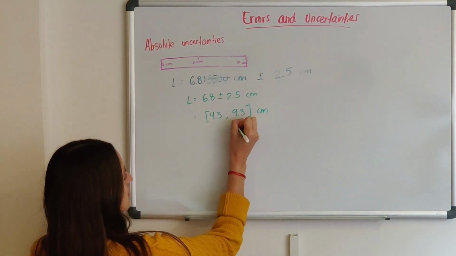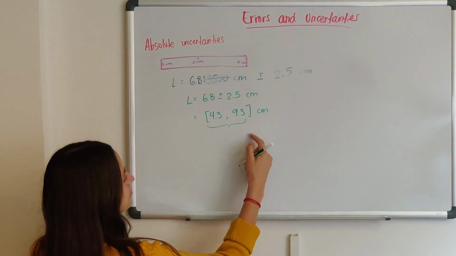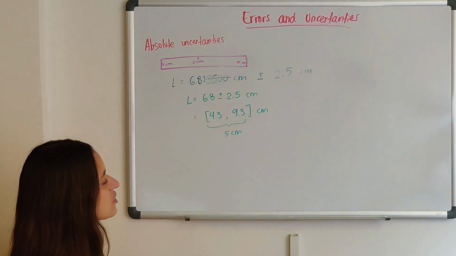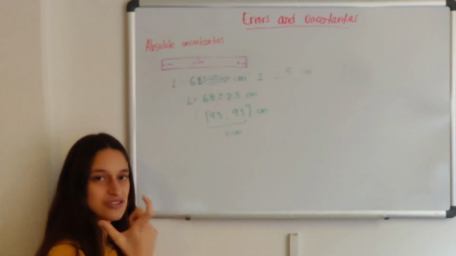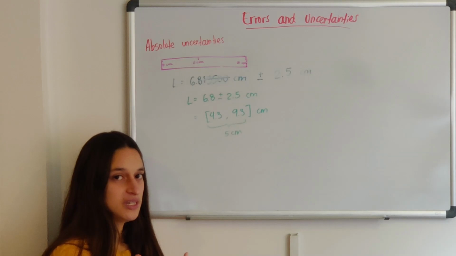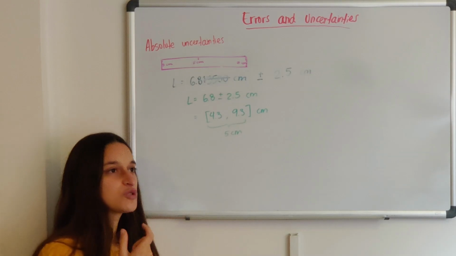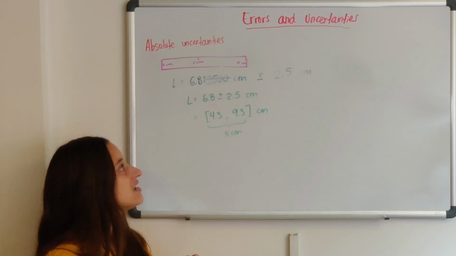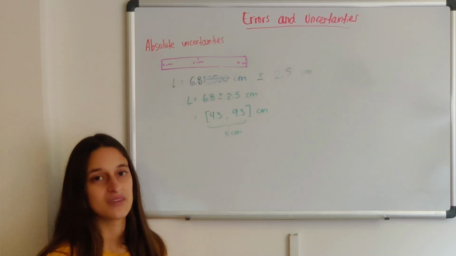Notice that this range measures 5 centimeters. So what we're basically saying is we know that there's a 5 centimeter range where our value could be, but we think the most probable one, or the center of those 5 centimeters, is 6.8.